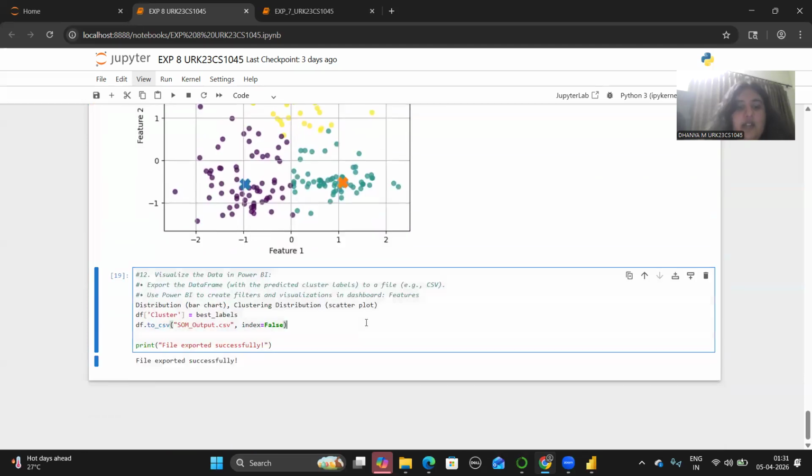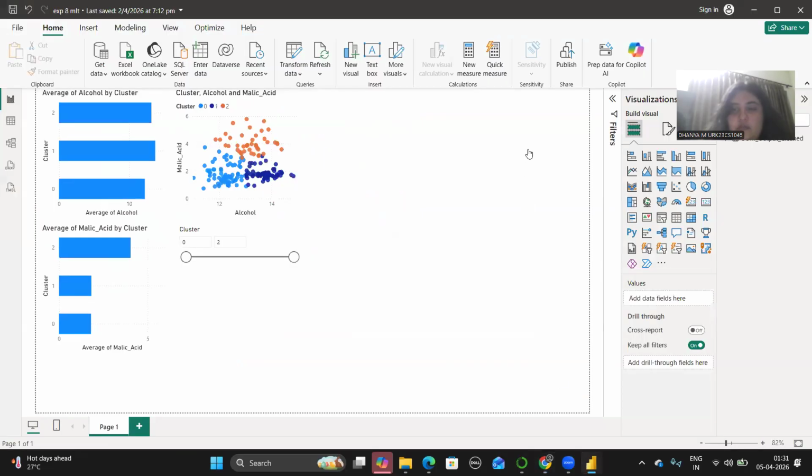And for the last question, the data is exported to Power BI. I will show the Power BI. This is the Power BI I have made. You can see here average of alcohol by cluster, average of malic acid by cluster, and cluster alcohol and malic acid, and the scatter plot you can see over here.